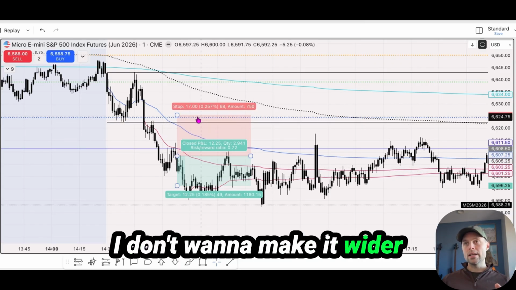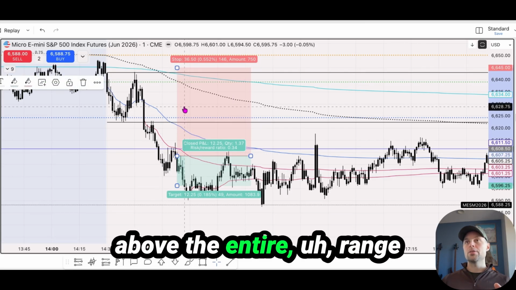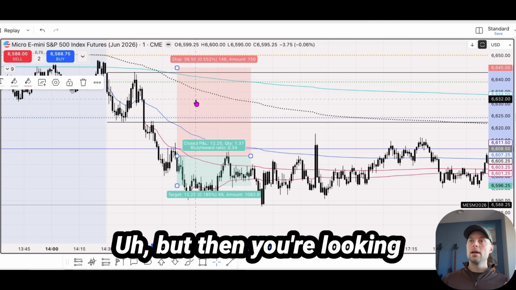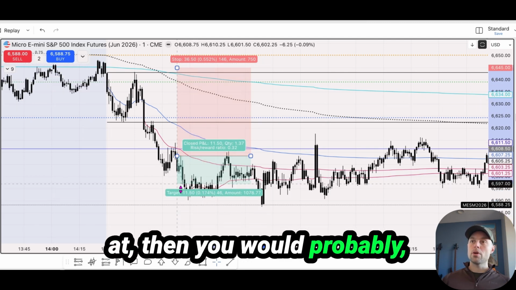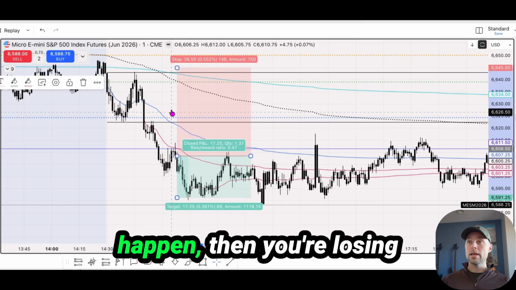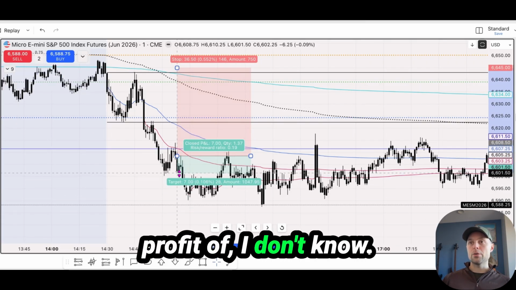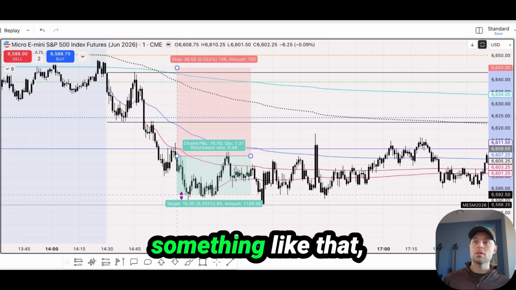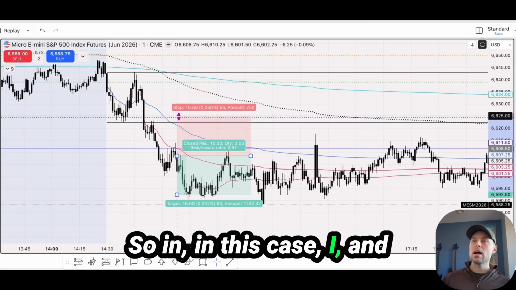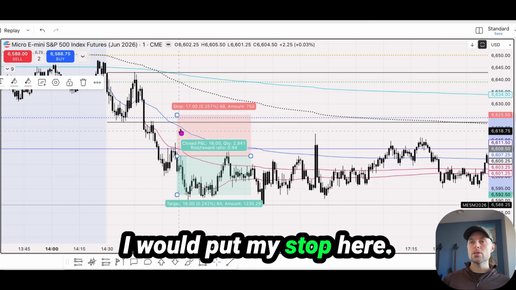I don't want to make it wider than this, because you could also say, well, let's put it up here above the entire range of the day, basically above the overnight and the previous day's VWAPs. But then, if you do this too often and you lose some of these trades, which will happen, you're losing 36 points for a potential profit of, I don't know, 10 to 15 points, something like that, which is not attractive anymore. So in this case, that is discretionary. It's something that you build with experience. I would put my stop here.